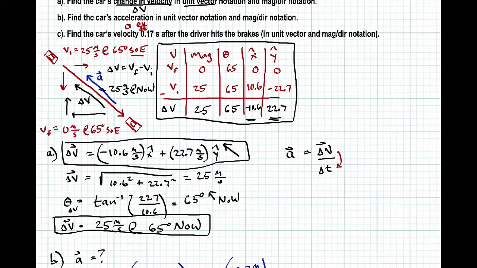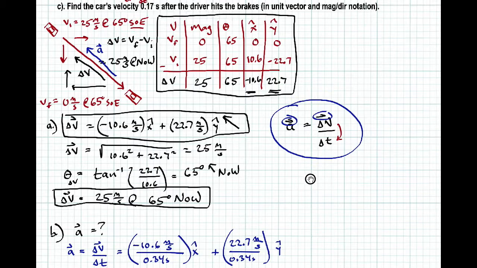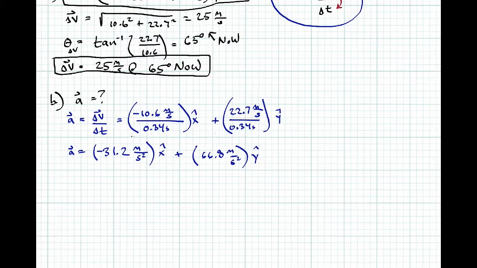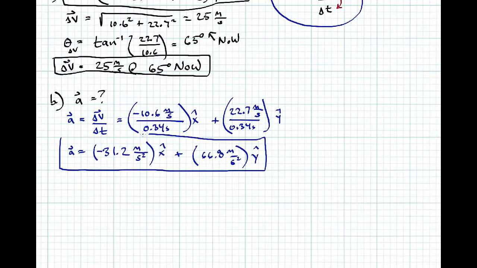So the acceleration and our change in velocity are very closely related. Wherever our change in velocity is pointed, that is whatever direction our change in velocity is, the acceleration is going to be in that exact same direction all the time. So wherever you have a change in velocity, there you have an acceleration. It just depends on how long it takes for the velocity to change. And that's your time. Okay, so we have our acceleration right here in unit vector notation.